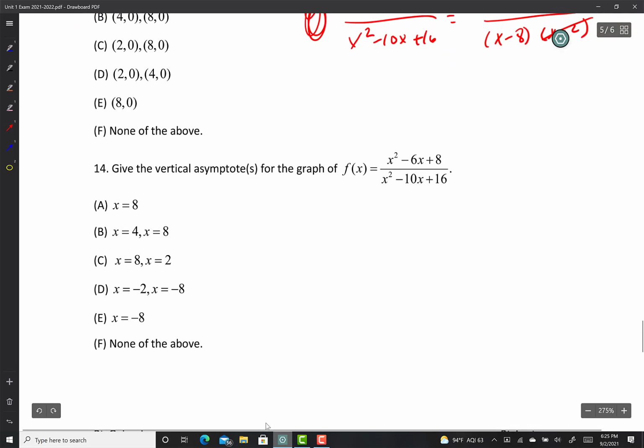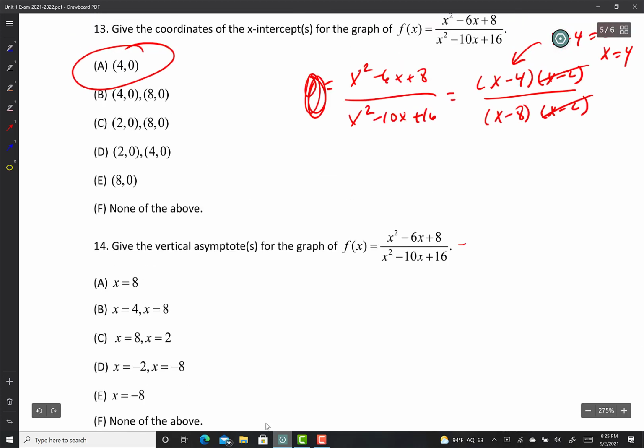On number 14, it says give the vertical asymptote for this graph. Well, it's the same graph, guys. The only thing that I have left in the denominator is this x - 8. Remember that you can't divide by 0, so you get your vertical asymptotes from the denominator. So I'm going to write x - 8 = 0, and you get 8. So this is my vertical asymptote.